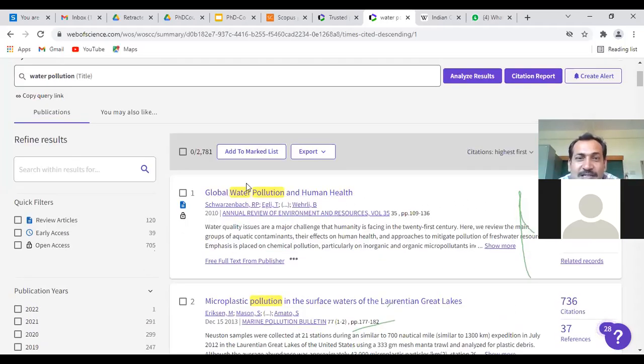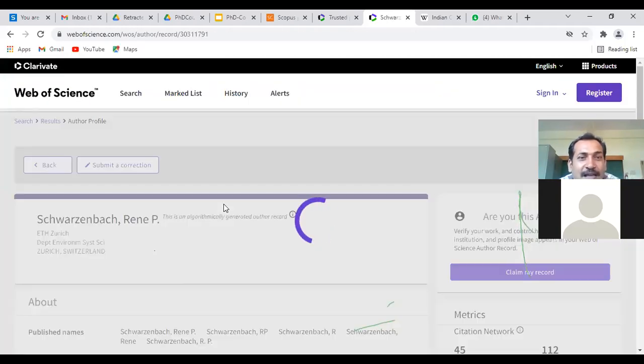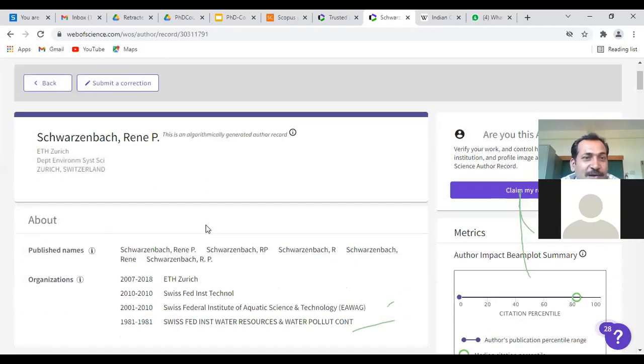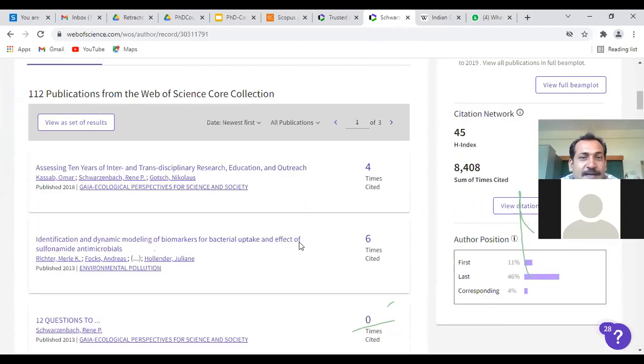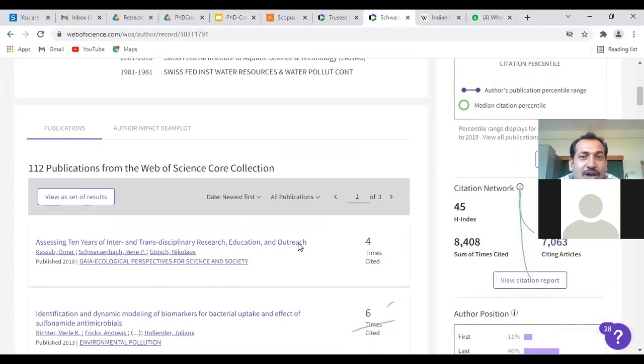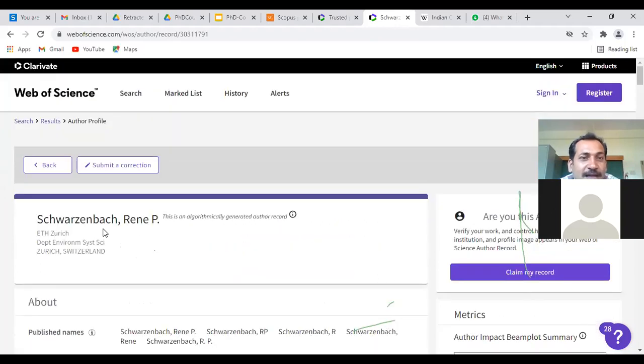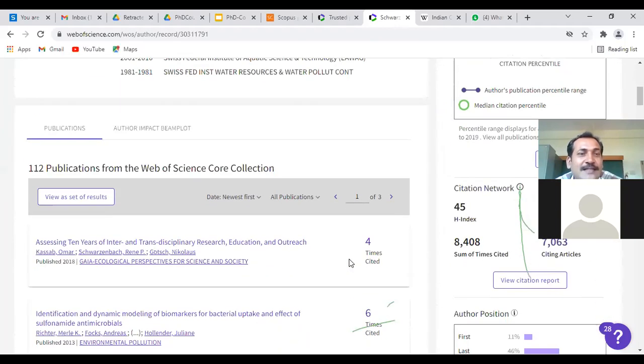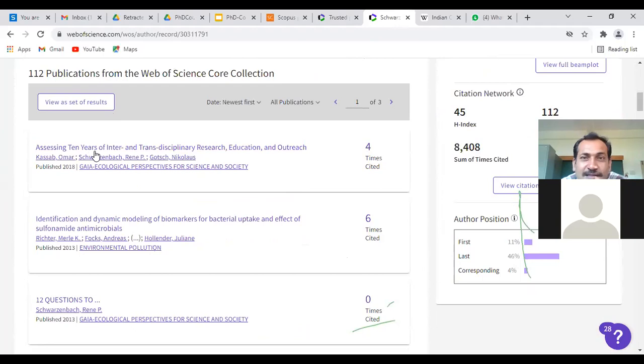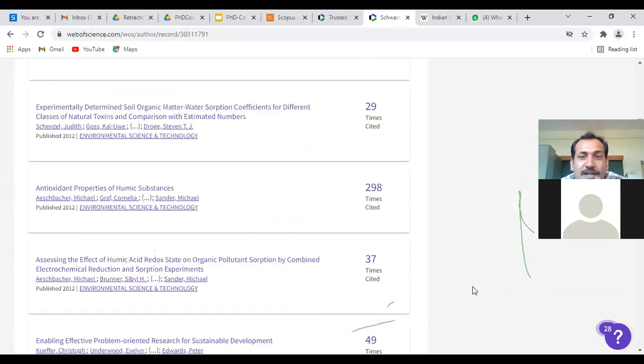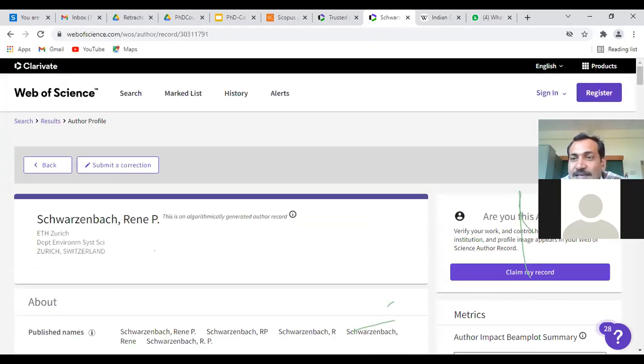And I will see these research papers with their citations. If I want to see only the research papers of this particular person, then I will click on his name, and then I will see all the research papers published by this particular author, and the corresponding citations will be seen here, right?